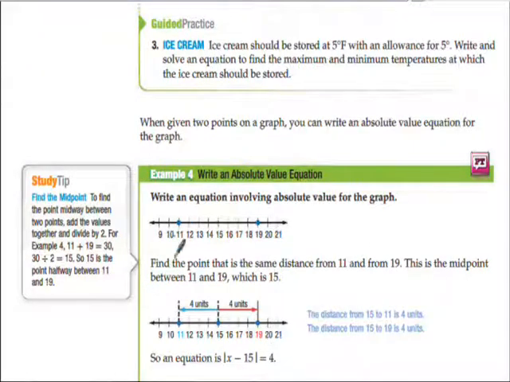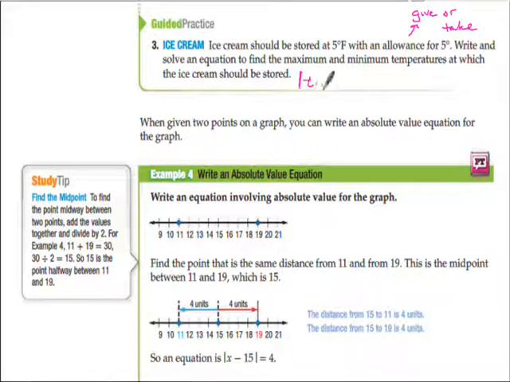So if we take a look here, ice cream should be stored at 5 degrees Fahrenheit with an allowance for 5 degrees. That's the same as the give or take, okay? Write and solve an equation to find the maximum and minimum temperatures at which the ice cream should be stored. So let's use T for temperature. I'm going to help you with this one.